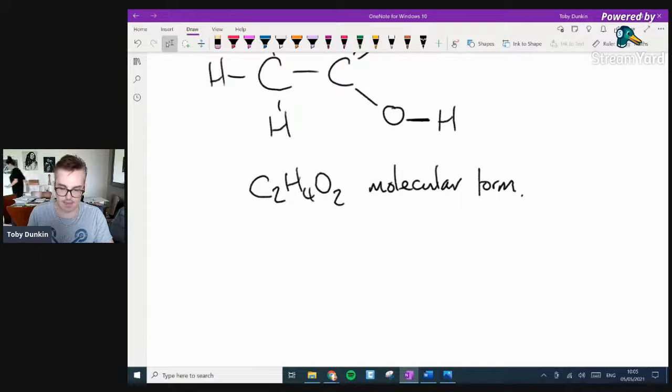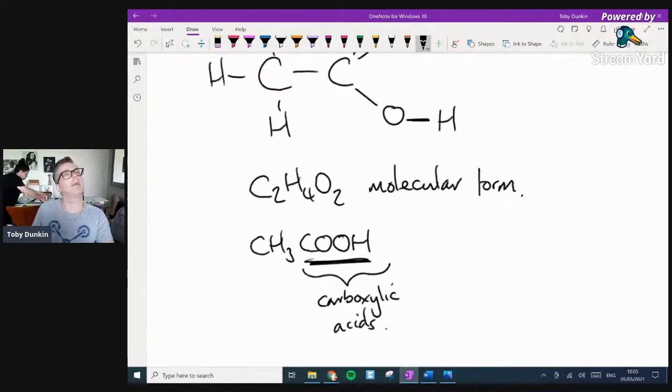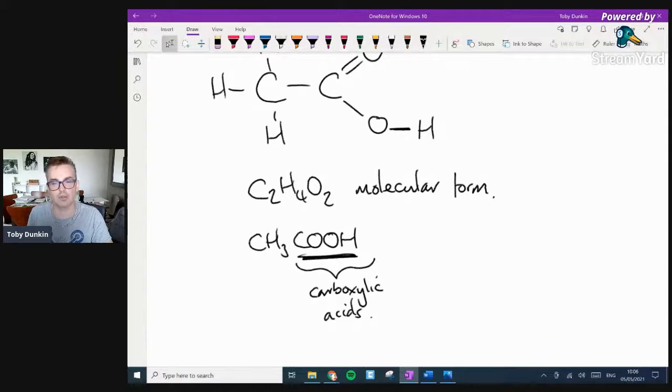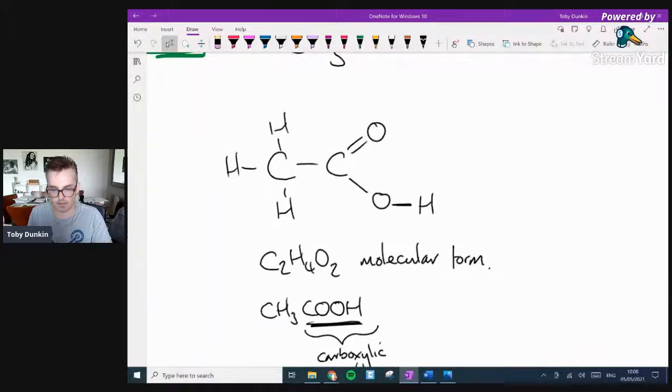So what that means is I then turn it into what's called structural, which is CH3COOH. And that structure there literally translates to carboxylic acids. It's because it's telling us about it. That's why. And I know that sounds really strange, but it's telling us the structure. It's telling us how to draw it, Julius. Sorry about that. It just is.